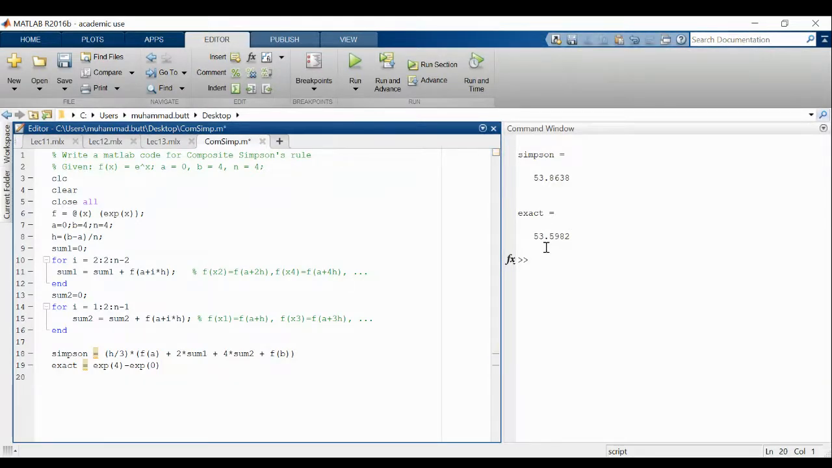If you want to see the error, what is the error? Exact minus Simpson. So you see the error. And to make an absolute error, use ABS, the absolute of this thing. We are not very good because we have just taken N equal to 4. So what if we take N equal to 10?